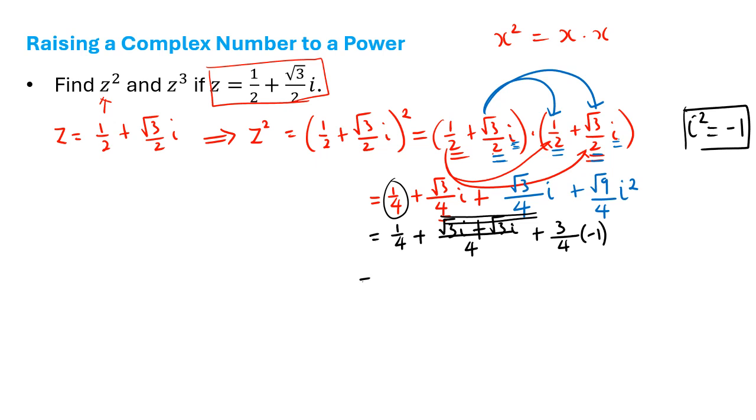It's going to give 1 over 4 plus, in order to add these two, let me show you what I'm doing here. I have square root of 3i plus square root of 3i. That means you have 2 copies of this. So that will be 2 square root of 3i. There are 2 of them: 1, 2.